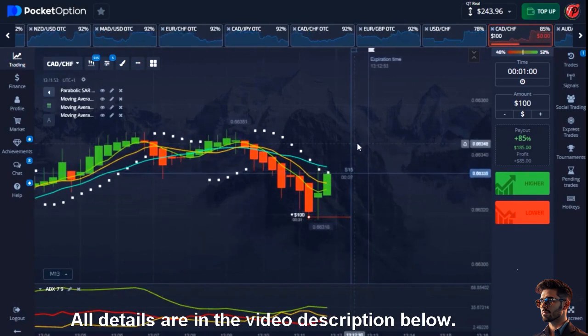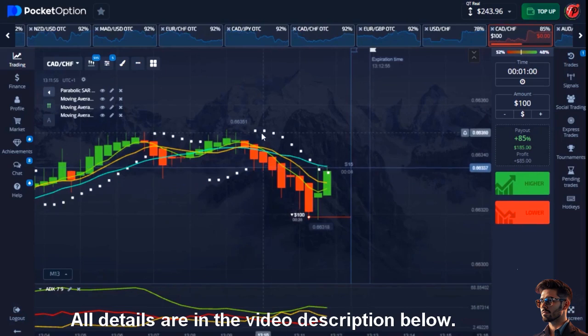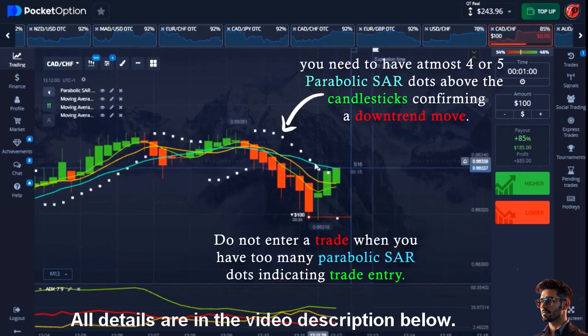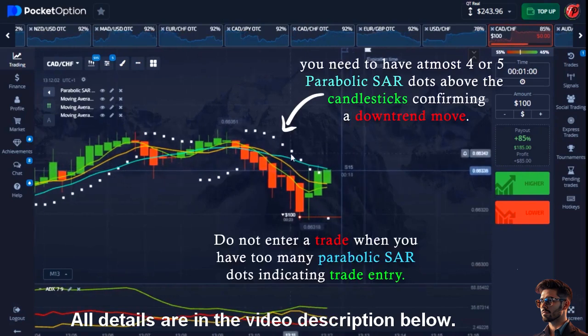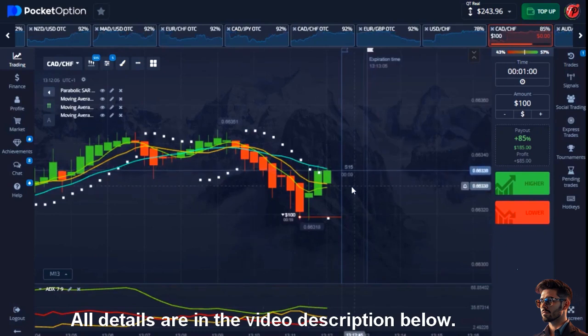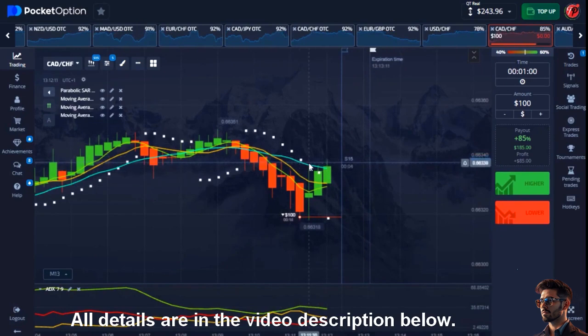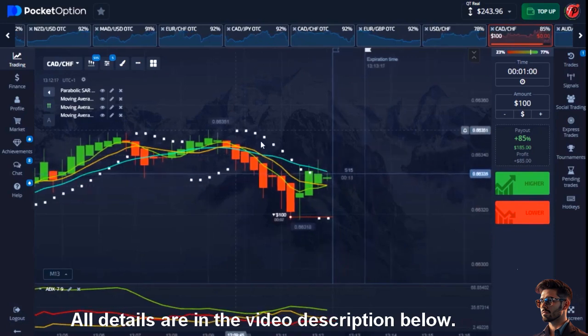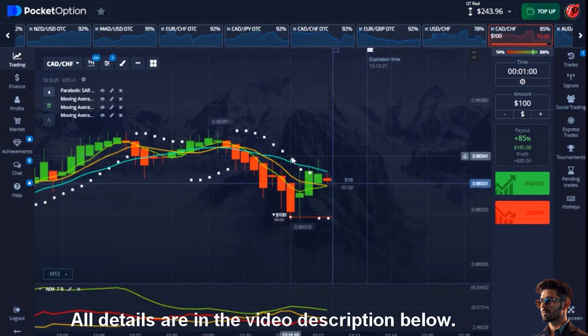Another thing I would love to advise is to always make sure that your parabolic SAR does not show too many dots. The maximum should be 5 dots, giving you a confirmation of a downtrend before you enter a trade. When you have a long downtrend with your parabolic SAR, it's not advisable to enter the trade, because it means the trend might reverse at any time. So make sure you stick with a maximum of 5 dots of confirmation before you enter a trade. Okay, I think we're going to lose this one.